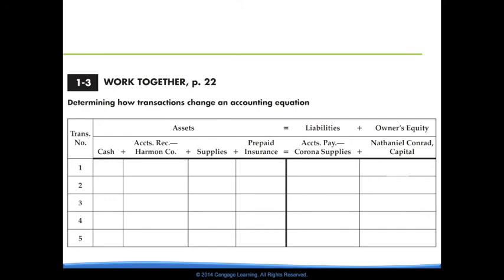Let's take a look at this little problem here. We'll go through it in class or online. Here is your transaction: receive cash from sales. Receiving cash from sales, again, will make your cash go up and your capital go up because it is revenue. The second one, sold services to Harman Company. Harman Company is going to go up because they owe you more money. And your capital account is going to go up because of the revenue.